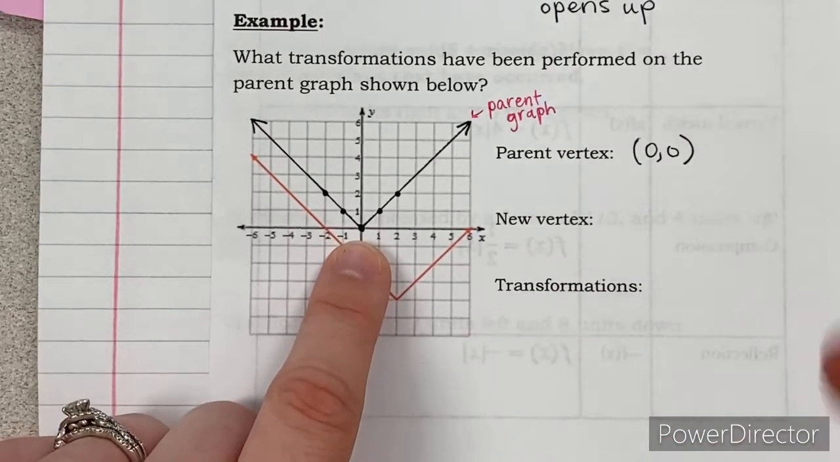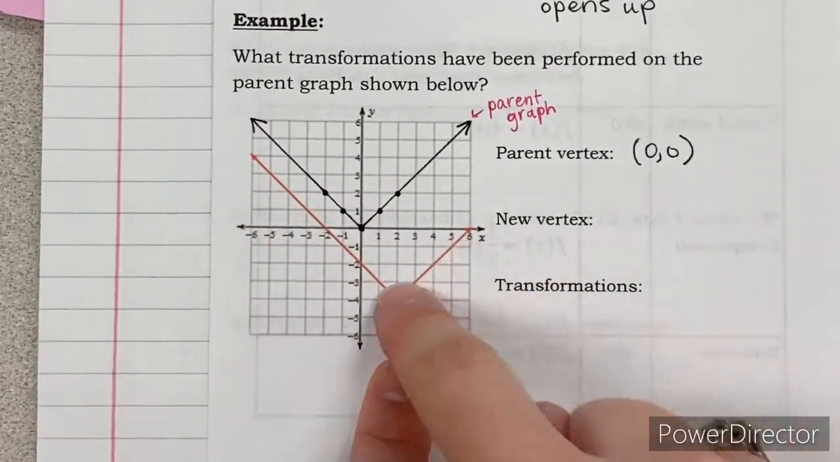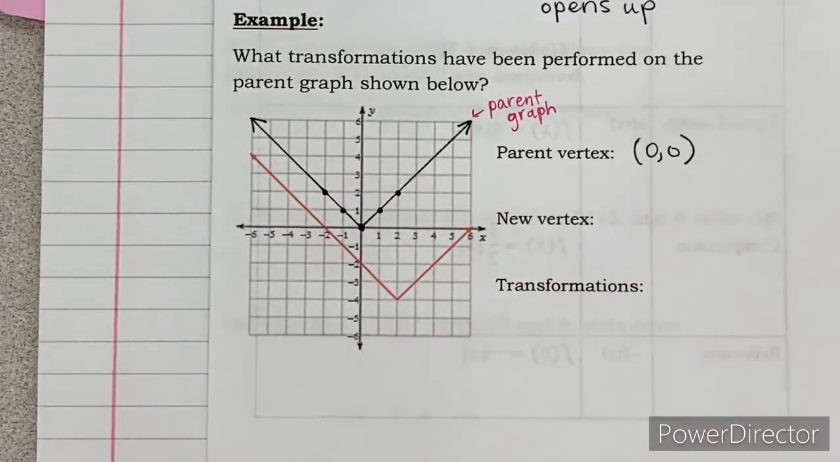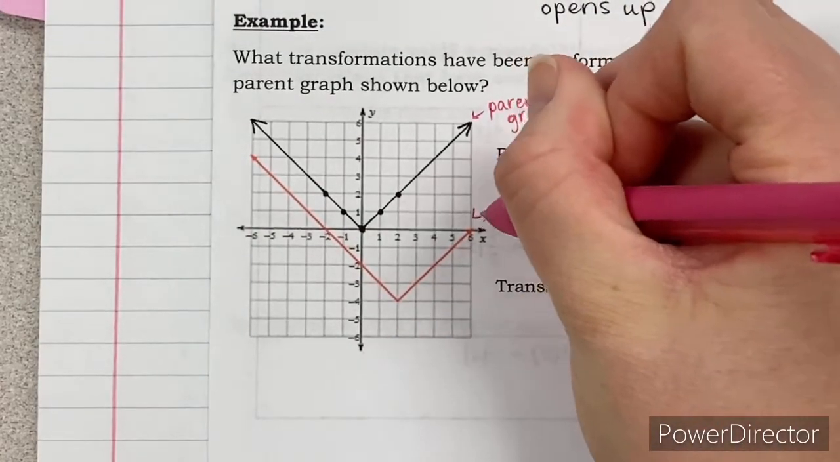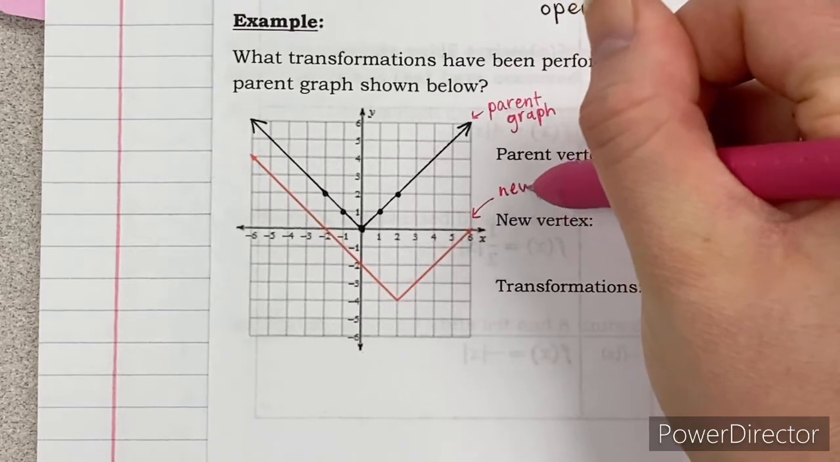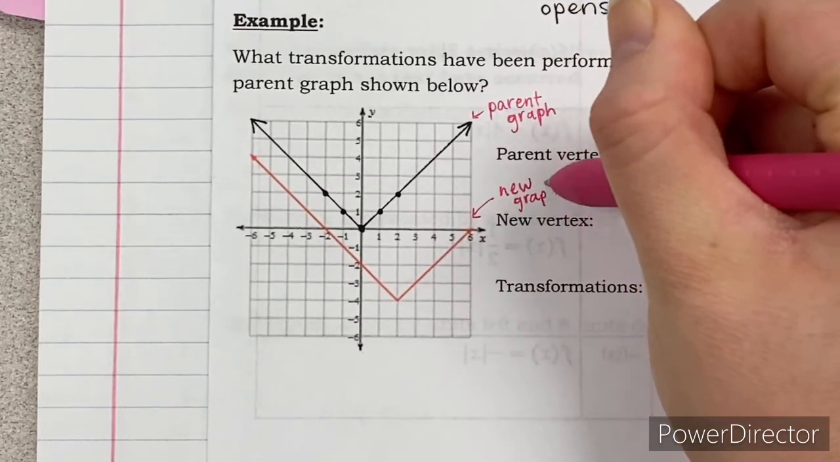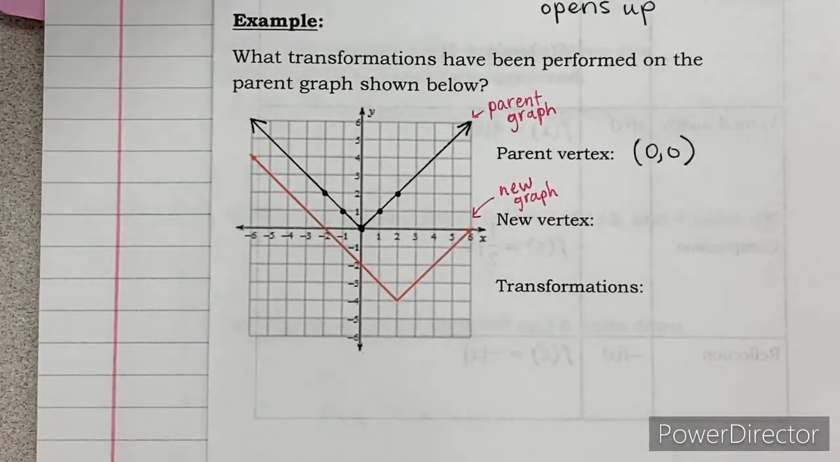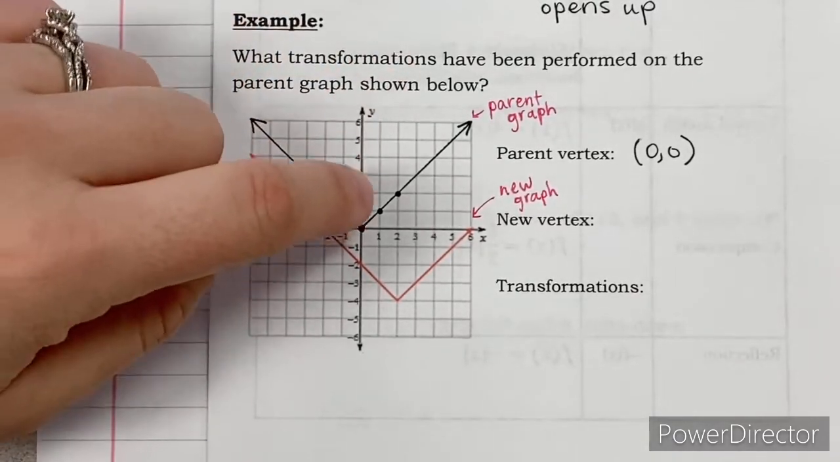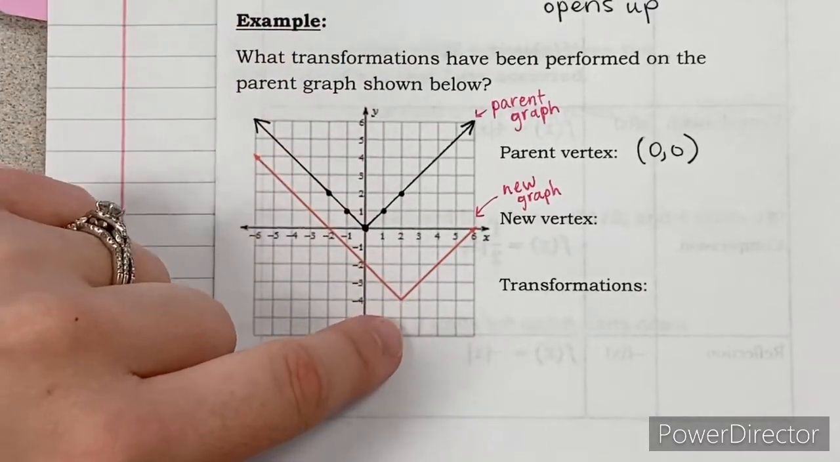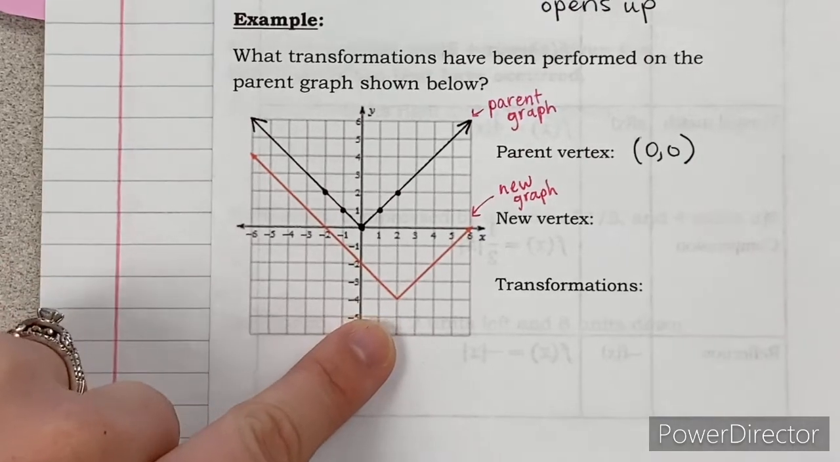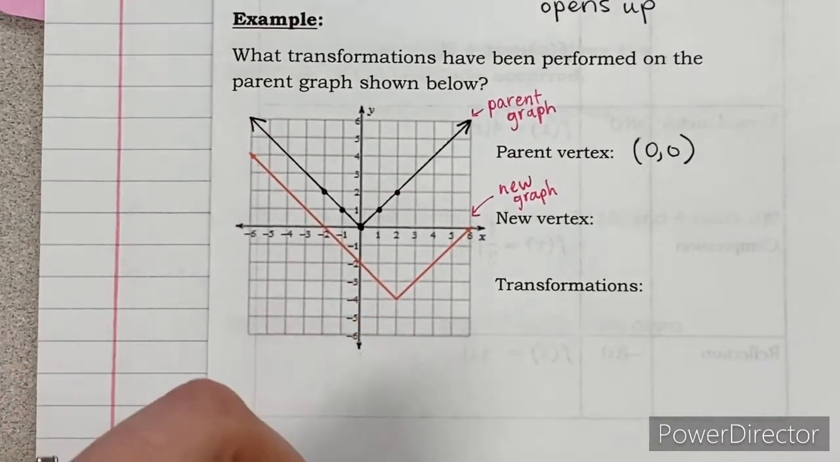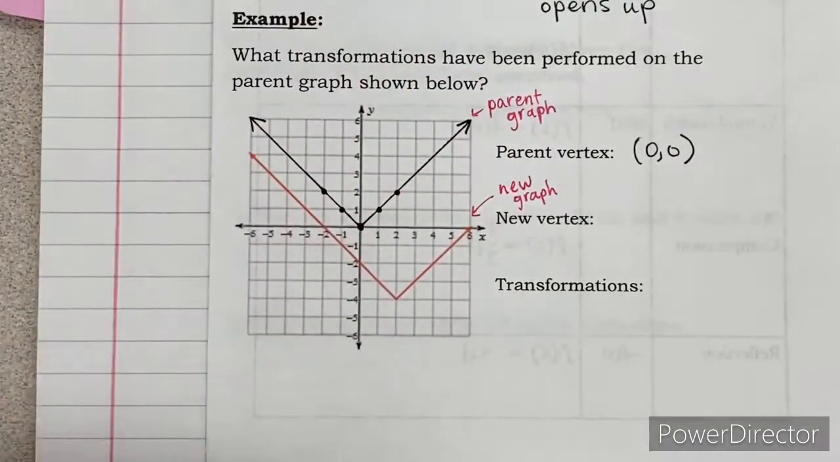Now let's talk about the new graph, which is the bottom one down here. I also want to put that as a little note. This is my new graph. It's the second one, so I'm trying to determine what transformations have happened to get this parent graph to the second one. So I need to talk about how I am going to move it around. And a good way we can do this is by using the vertexes of each one.